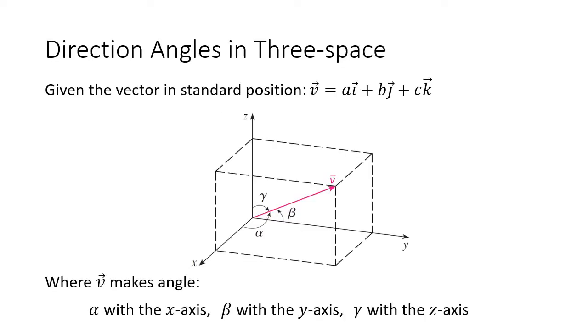The last topic I want to talk about is going to be our direction angles in 3-space. So if I'm given a vector in standard position, meaning its tail's at the origin, and it's pointing out, and in this case my vector v is given in pink, and we have vector v being ai plus bj plus ck, that vector v is going to make 3 separate angles which become our direction angles. So it's alpha with the x-axis, beta with the y-axis, and gamma with the z-axis. So our direction angles are going to be alpha, beta, and gamma.